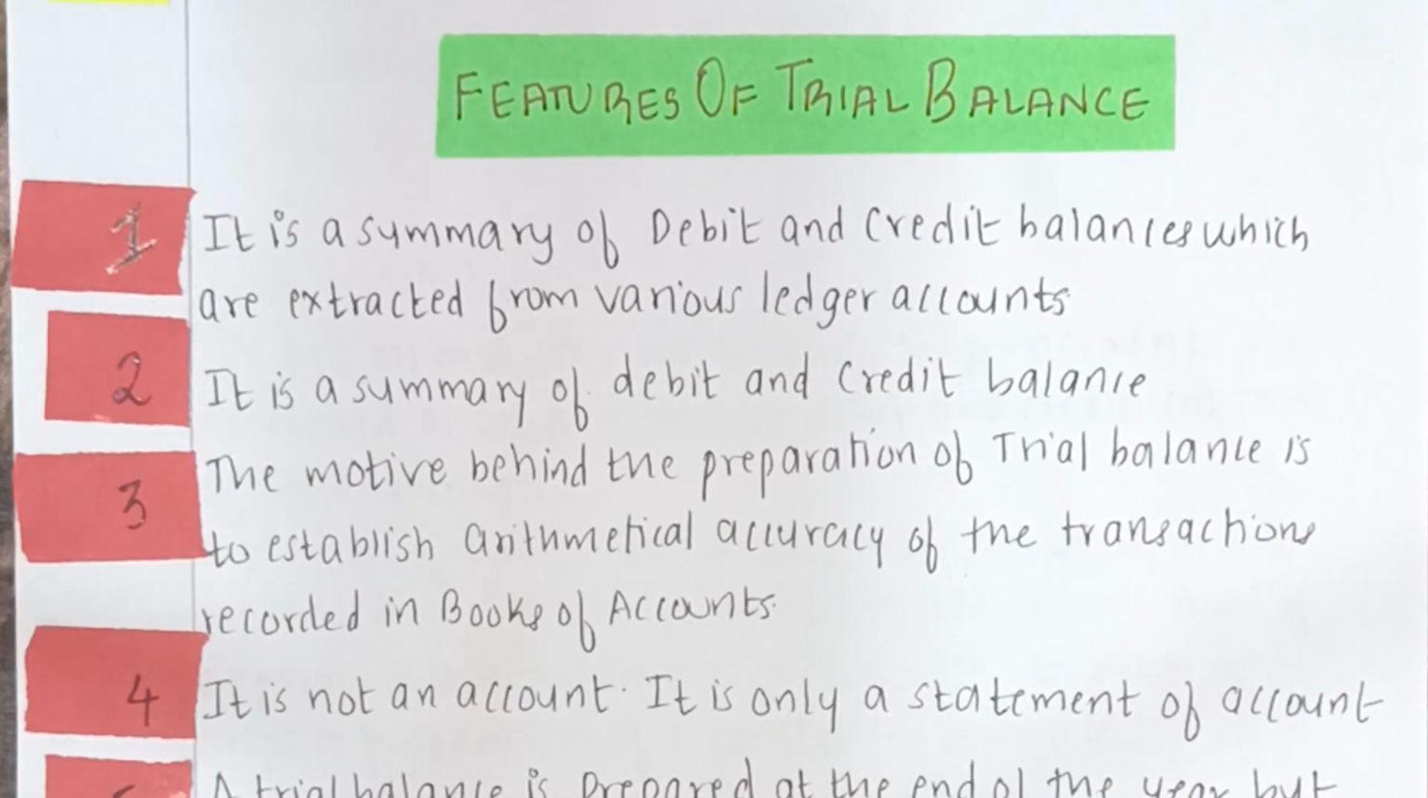Next, we move on to the features of trial balance. So the first one is that it is a summary of the debit and credit balances which are extracted from the various ledger accounts. Secondly, it is a summary that shows us the debit and the credit balances. Thirdly, the main intention or motive behind preparation of a trial balance is to see to it that the accounts are arithmetically accurate and accurately recorded into the books of accounts.